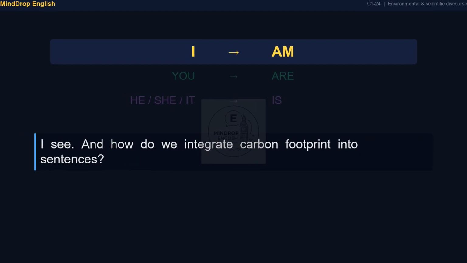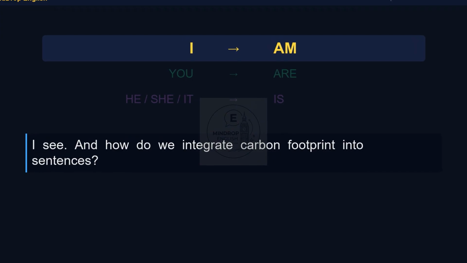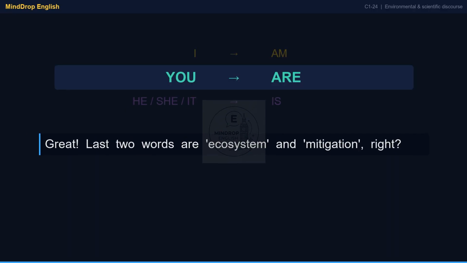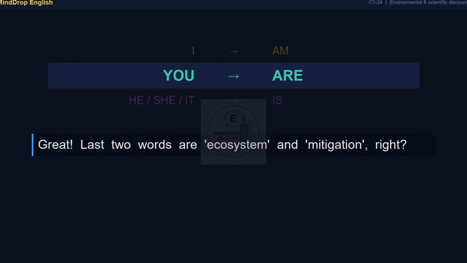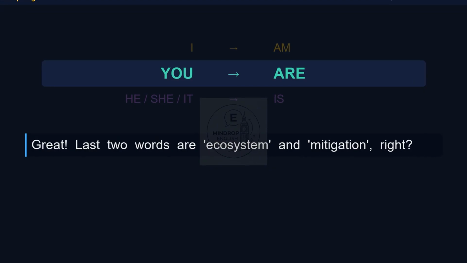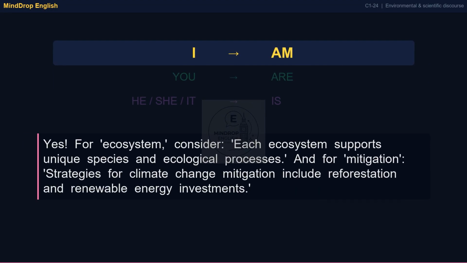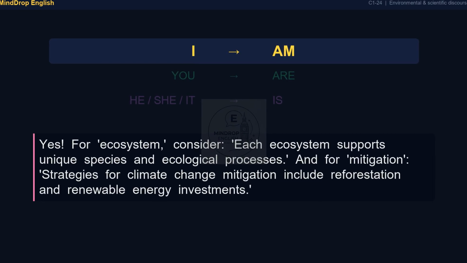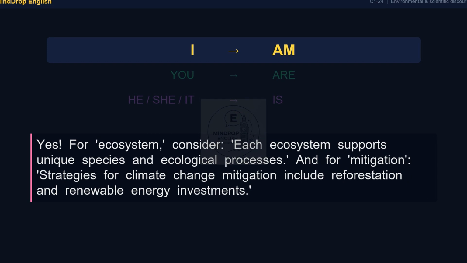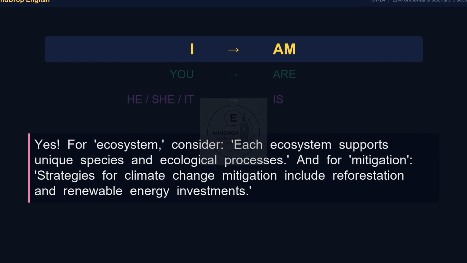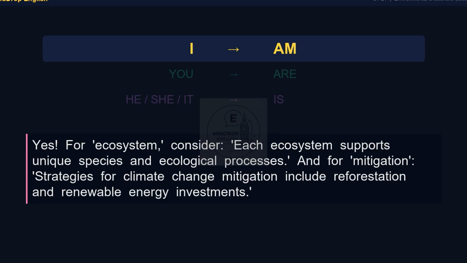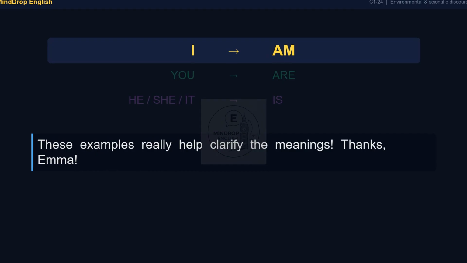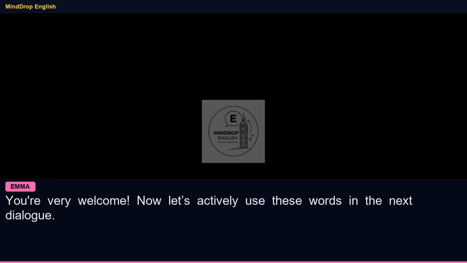I see. And how do we integrate carbon footprint into sentences? Calculating your carbon footprint can help you make greener choices. Great. Last two words are ecosystem and mitigation, right? Yes. For ecosystem, consider each ecosystem supports unique species and ecological processes. And for mitigation, strategies for climate change mitigation include reforestation and renewable energy investments. These examples really help clarify the meanings. Thanks, Emma. You're very welcome.